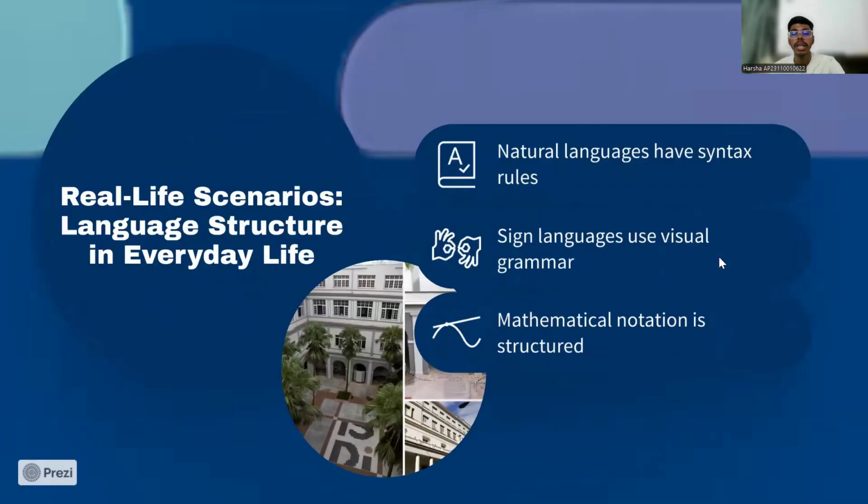Real life scenarios of language structure. In everyday life, natural languages have syntax rules, so they have grammar rules. An example: subject plus verb plus object. Sign languages use visual grammar, with structured hand movements. Next, mathematical notation is structured and follows very strict rules. Example, 2 + 3 × 4 is not equal to (2 + 3) × 4. So structure and rules are essential in all communication systems.